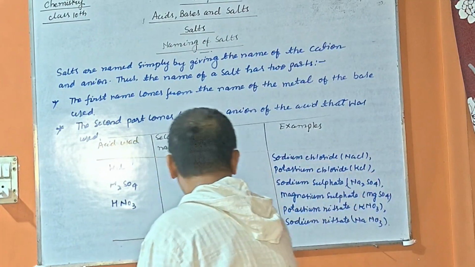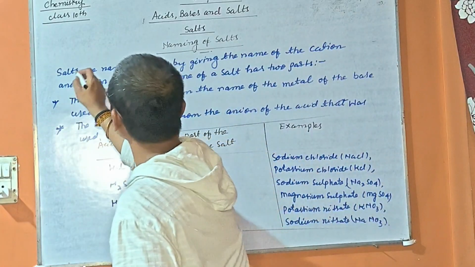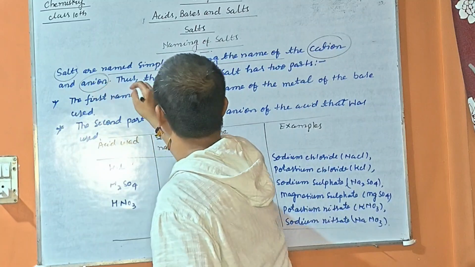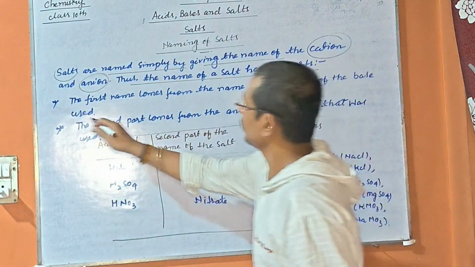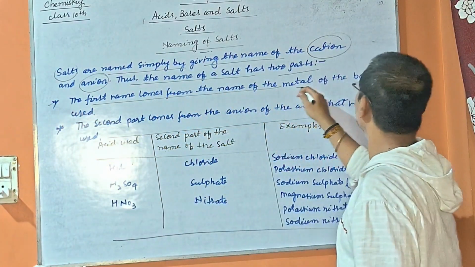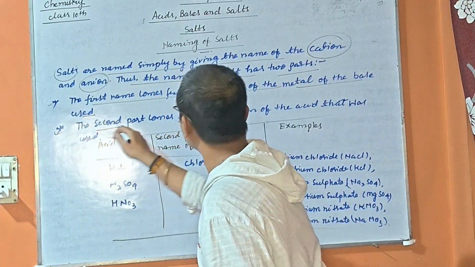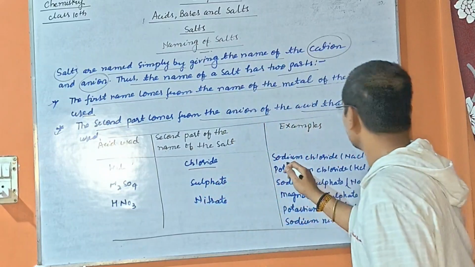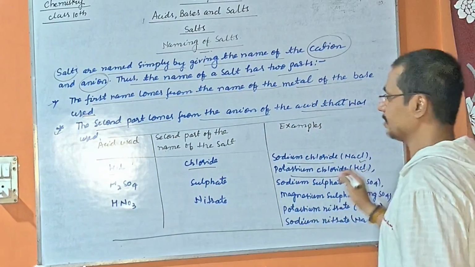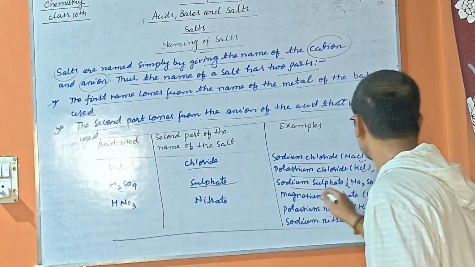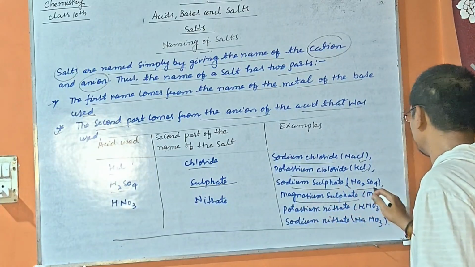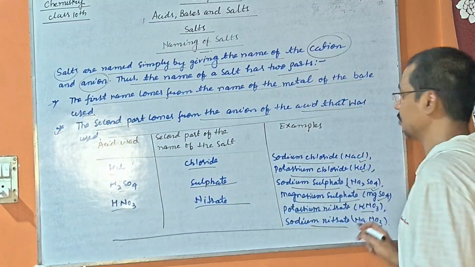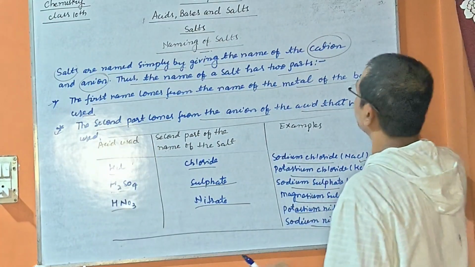So my dear students, these are the things you have to understand. Salts are named simply by giving the name of the cation and anion. The name of the salt has two parts. The first part comes from the name of the metal of the base used. The second part comes from the anion of the acid that was used. Like HCl, chloride: sodium chloride, potassium chloride, NaCl, KCl. H2SO4, sulfate: sodium sulfate, Na2SO4, magnesium sulfate, MgSO4. HNO3, nitrate: potassium nitrate, KNO3, sodium nitrate, NaNO3.